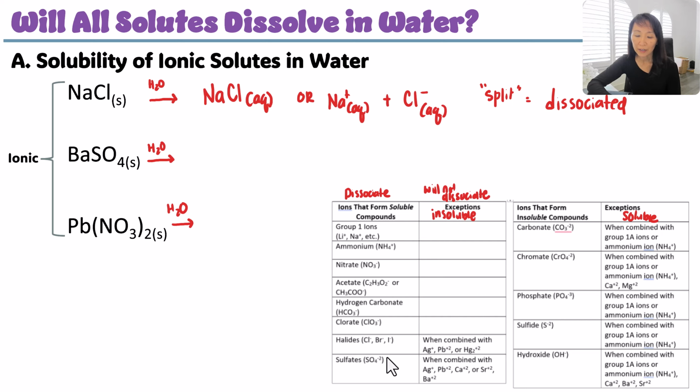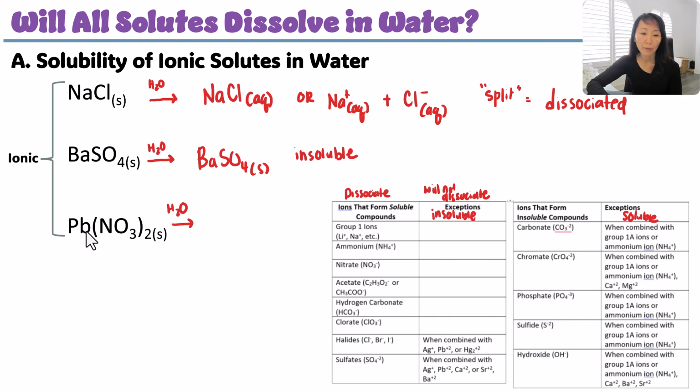You can see over here that sulfates are soluble. It will dissociate, but there is an exception. When it is combined with silver, lead, calcium, strontium, barium, well, we do have an exception here because it stuck to that barium. So what this means is that when it's submerged in water, it will not dissociate but remain as solid. There is no splitting occurring, but it remains as solid. So we can say this is insoluble.